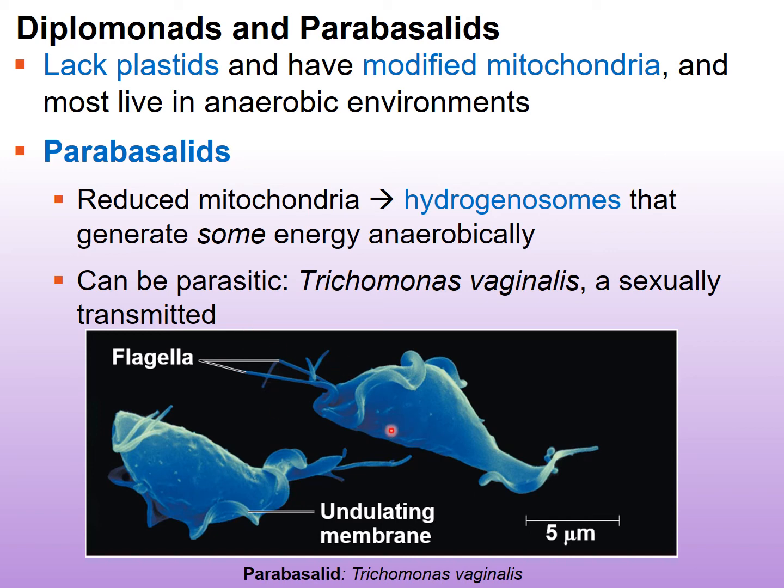One example is the following. So you can see the multiple flagella, the Trichomonas vaginalis. So this is actually a protozoan that is sexually transmitted. It's a parasite that's sexually transmitted. It does have a unique characteristic in this right here.